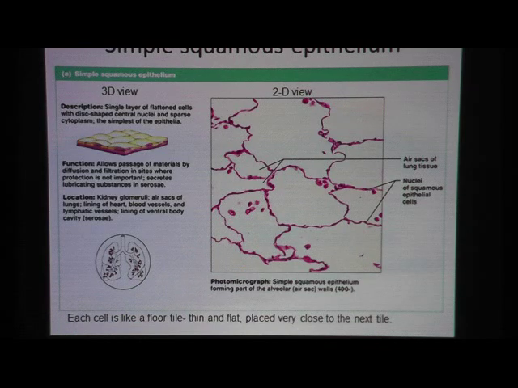You will also need to know where these simple squamous epithelia are found. So that is, just give one location on the test. In this corner here, it tells you where to find them. The location would be kidney glomeruli, air sacs of lungs, lining of the heart, lining blood vessels, and lining lymphatic vessels, and lining of ventral body cavity.